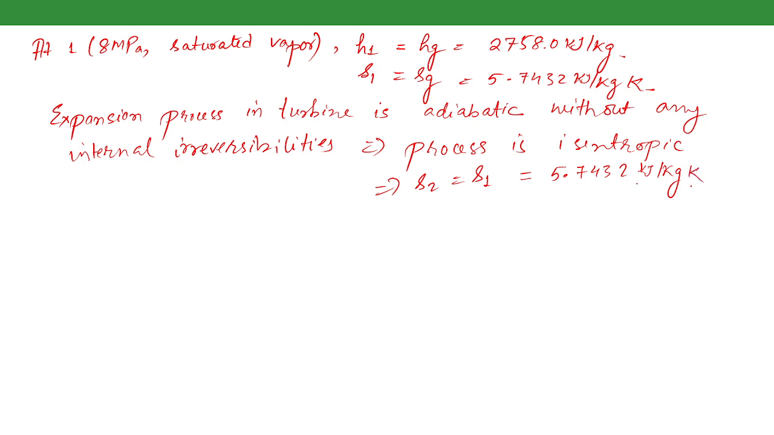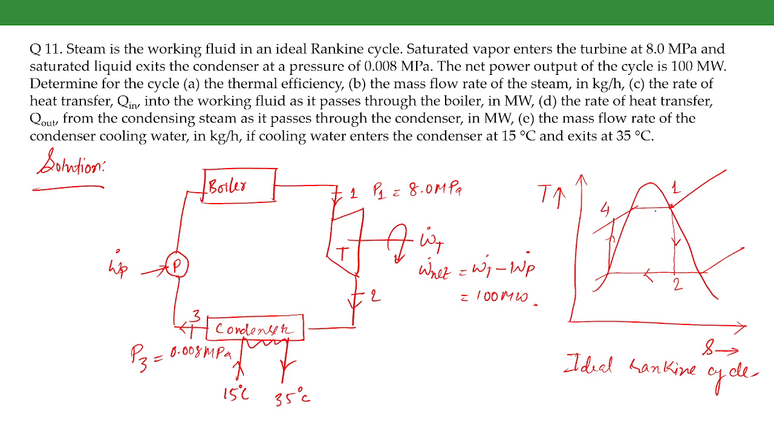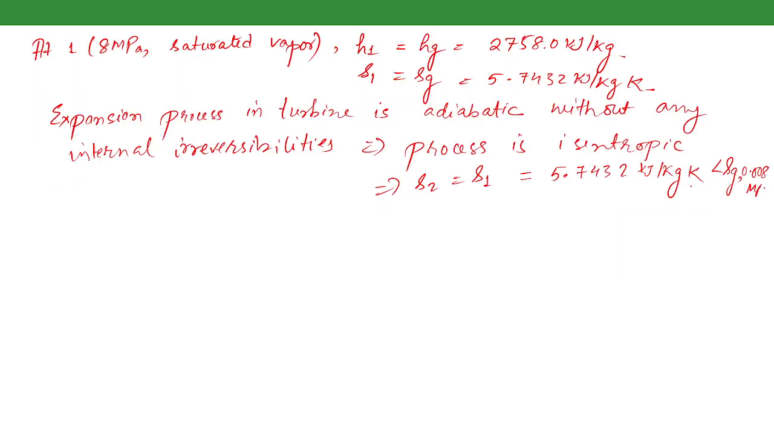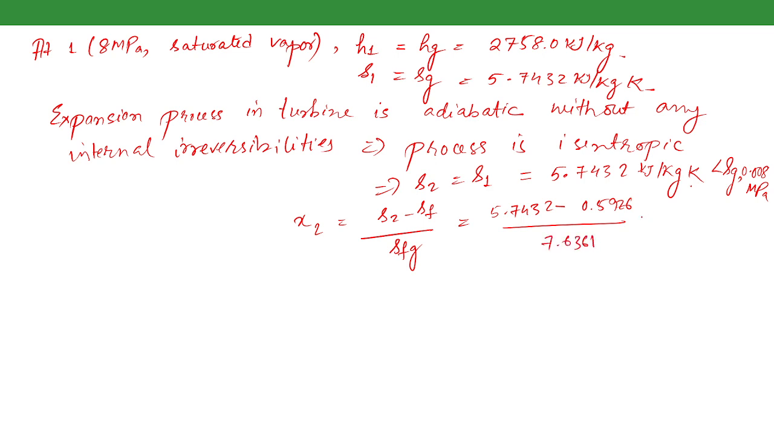which is less than the Sg corresponding to 0.008 MPa. Okay, so the quality can be found out as S2 minus Sf by Sfg. So this is 5.7432 minus 0.5926, and Sfg is 7.6361. So it comes out to be 0.6745.